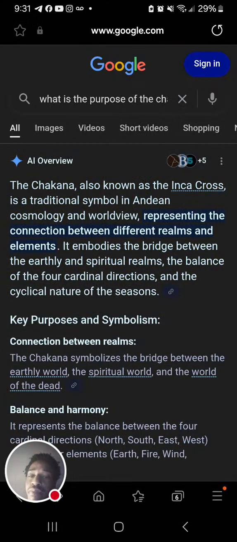It embodies the bridge between the earthly and spiritual realms, the balance of the four cardinal directions, and the cyclical nature of the seasons.